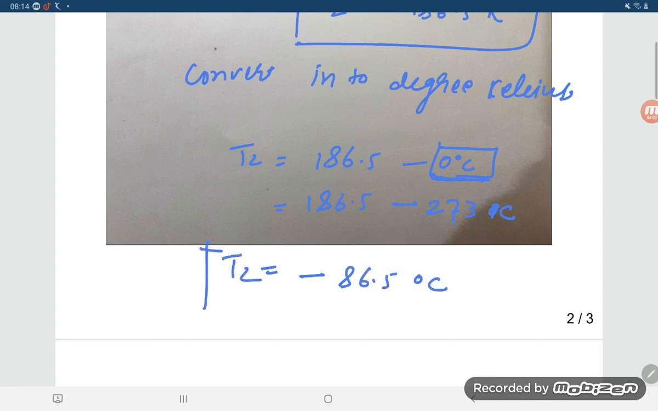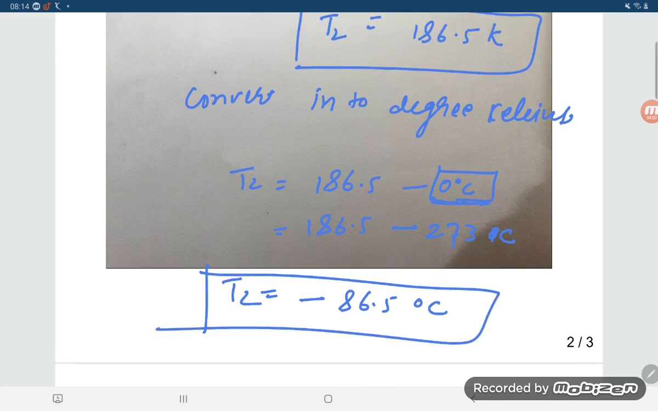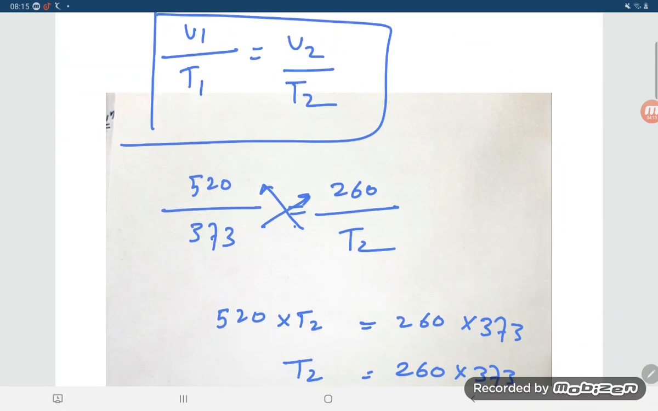It means that if you are extremely cooling the gas, the volume will be reduced. So at minus 86.5 degrees Celsius, the volume will reduce from 520 to 260.